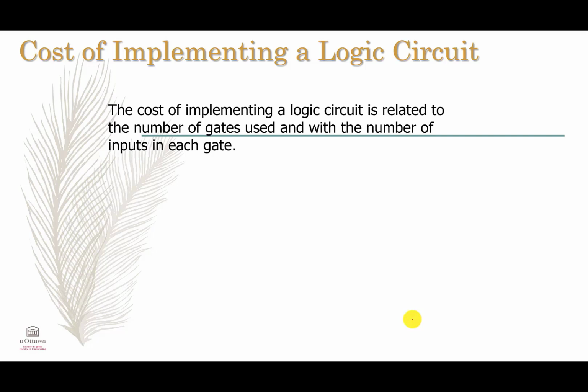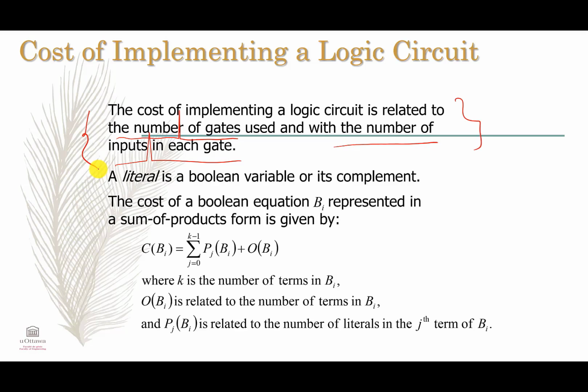The cost of implementing a logic circuit is related to the number of gates used and the number of inputs at each gate. From that statement, we can propose that the cost to implement any Boolean function, under the condition that this Boolean function is in the SOP format, the sum of products, will be given by the sum of the cost to implement the terms and the sum of the cost to implement the literals.